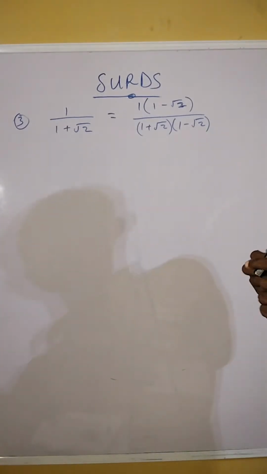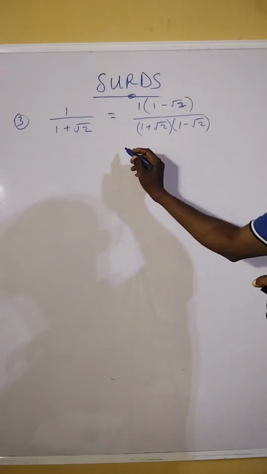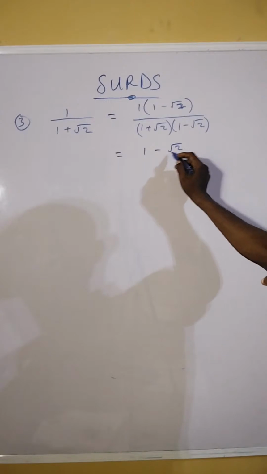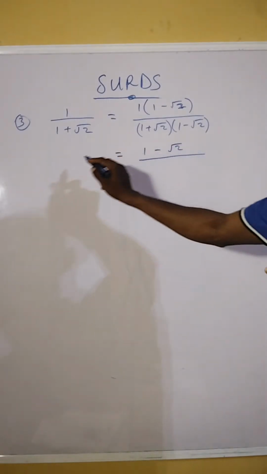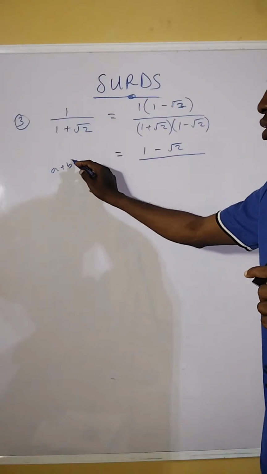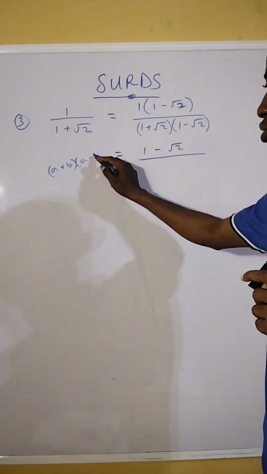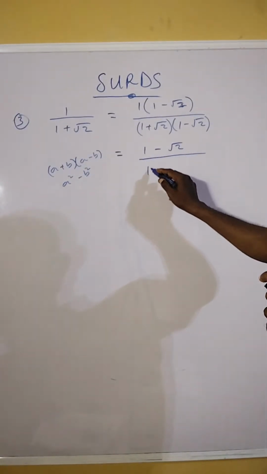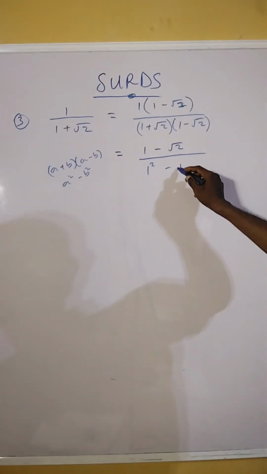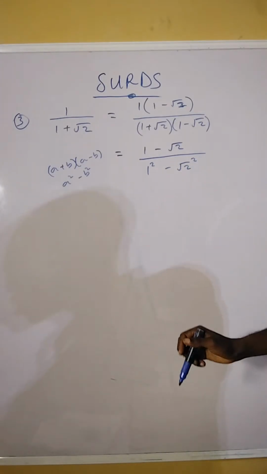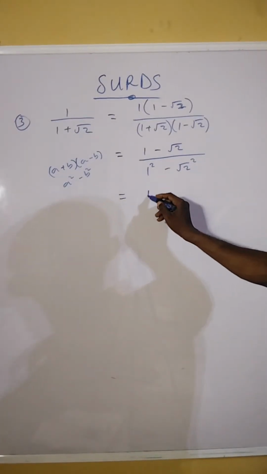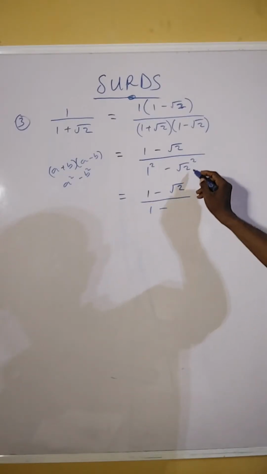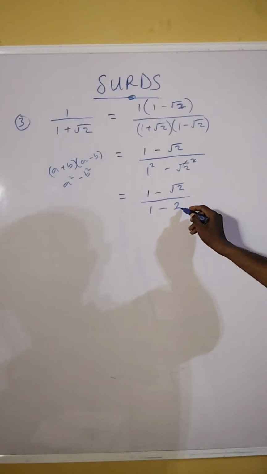Then we expand this bracket now. Okay, and from here, when 1 opens this, it is still the same as 1 minus root 2. Then divide by this. Also, when we have a plus b into brackets, open brackets, a minus b, which is a squared minus b squared. So here we have 1 squared minus root 2 squared. That is, here we have 1 minus root 2 over 1 squared, that's 1, minus root 2 squared, square cancels square root, we have 2 here.